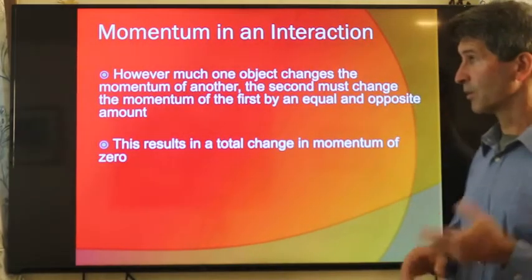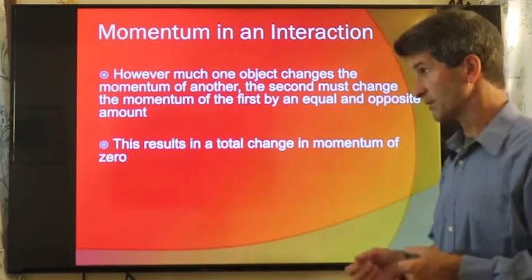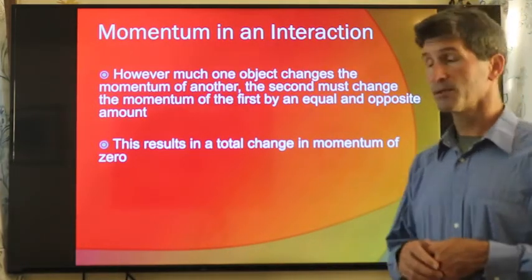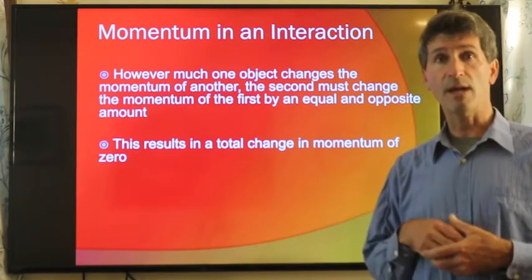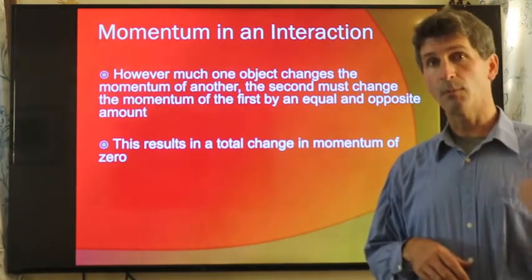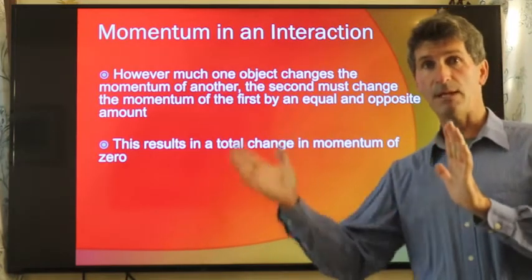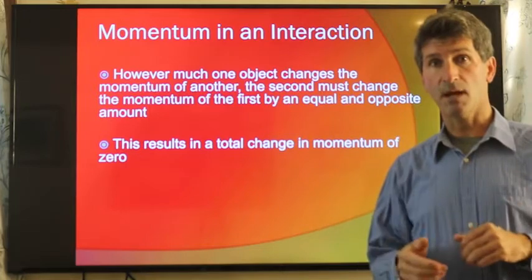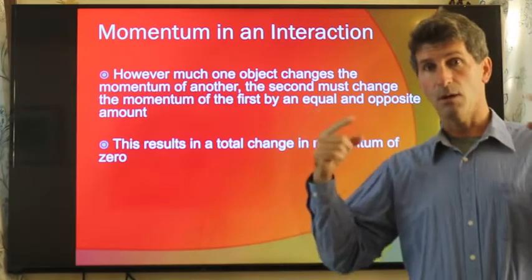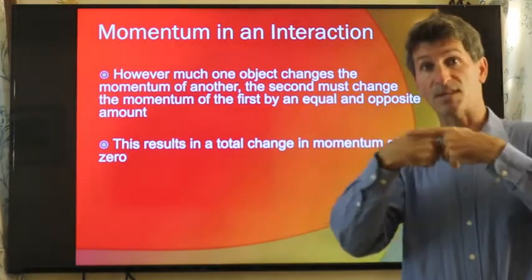An interaction is where one object puts a force on another object. This is really a consequence of Newton's third law. You cannot interact with something without it reacting to you. So whatever momentum you give it, it gives you an equal and opposite momentum. Remember, impulse is force times time. Both objects are pushing on one another for the same amount of time.